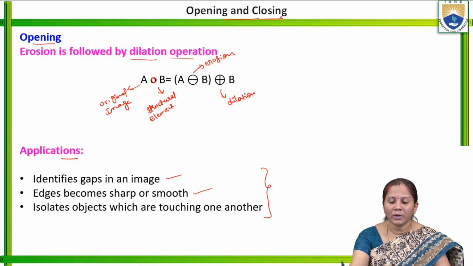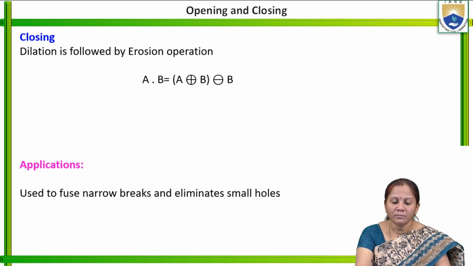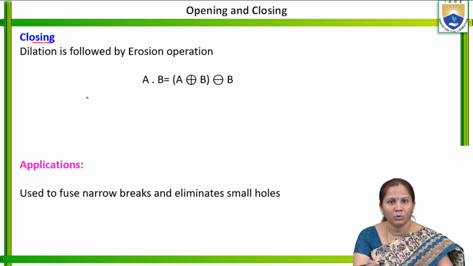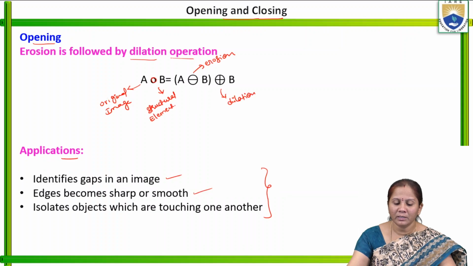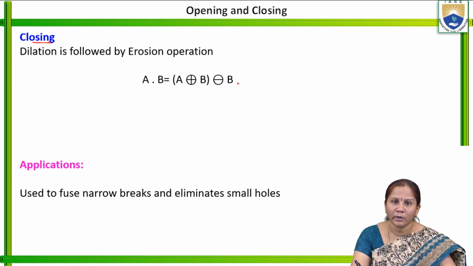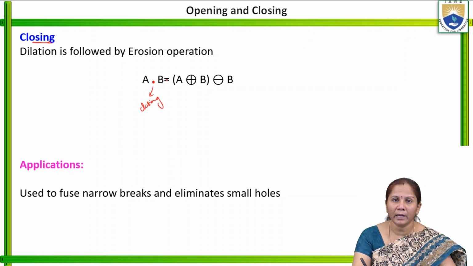The next one we have to discuss is closing. Opening and closing are opposite. We have seen that opening is erosion followed by dilation; here it is opposite. Closing means dilation followed by erosion operation. Here we can see a small dot, which is the symbol for closing. This symbol represents the closing operation between A and B.